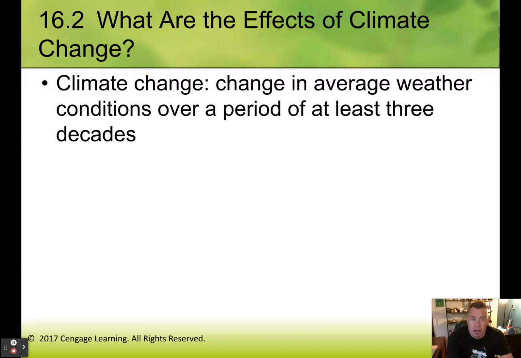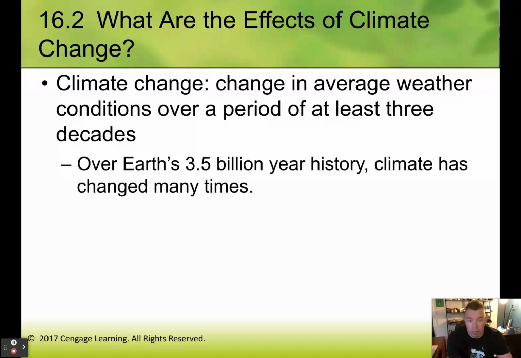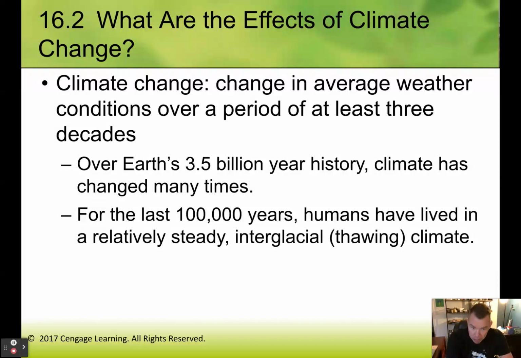All right. So first off, climate change is a change in the average weather conditions over a period of at least 3 decades. Okay. So basically 3 decades. A decade is 10 years, so 30 years is kind of the idea. All right. So basically, average weather is changing. Okay. Over Earth's 3.5 billion year history, climate has changed a whole bunch of different times. Okay. But like I've talked about a whole bunch of times, it's not climate changing, it's the speed of the change that's causing the issue.